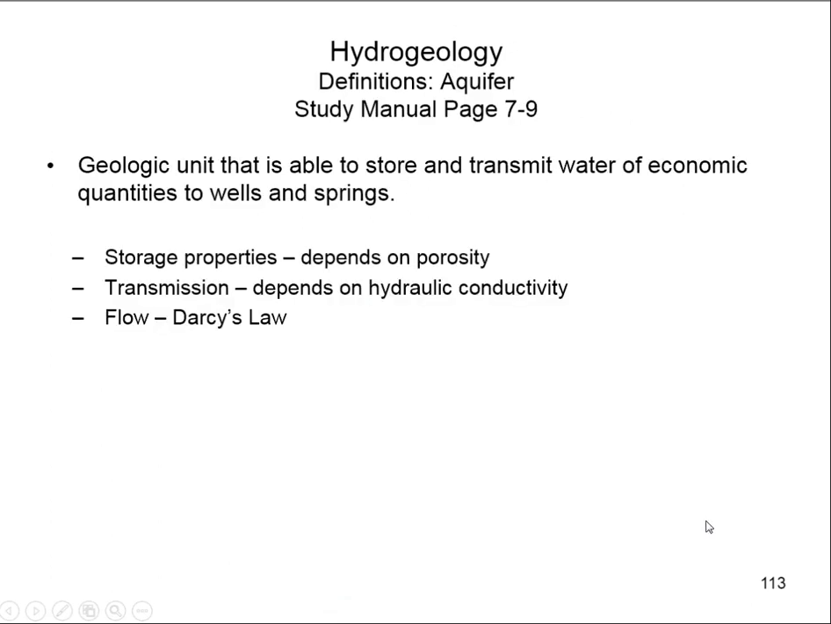Another definition is aquifer. And the part of this definition that we don't often think about is the economic quantity that it can provide. But within the definition are the aquifer properties that we're going to look at in more detail. The storage properties depend on the porosity. The transmission depends on the hydraulic conductivity. And the flow is based on Darcy's law, which is the very simplest form of that law.